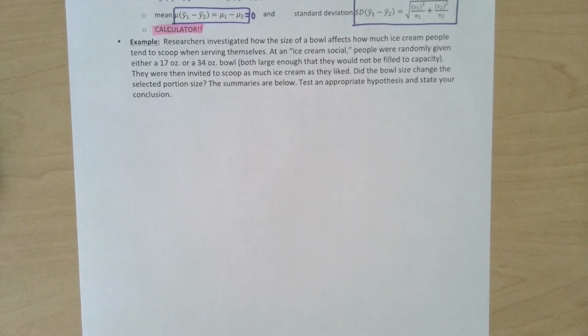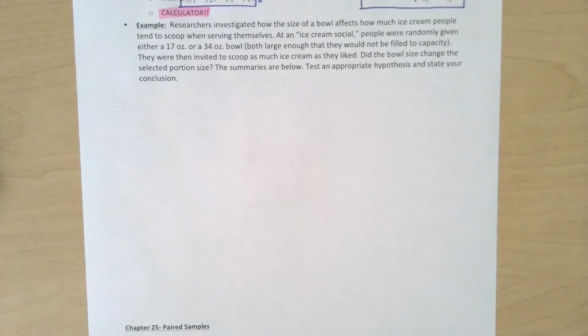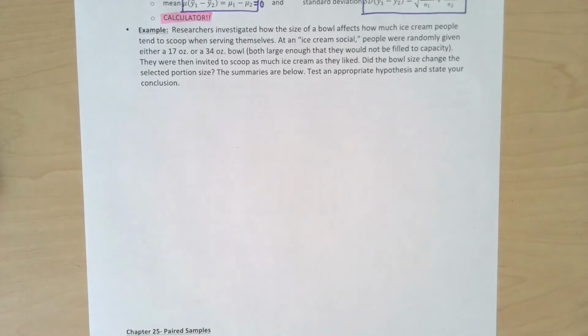So our example says, researchers investigating how the size of a bowl affects how much ice cream people tend to scoop when serving themselves. At an ice cream social, people were randomly given either a 17-ounce or a 34-ounce bowl, both large enough that they would not be able to fill to capacity. They were then invited to scoop as much ice cream as they liked. Did the bowl size change the selected portion size? The summaries are below, but they are actually not below, so we're going to go ahead and write those in ourselves.